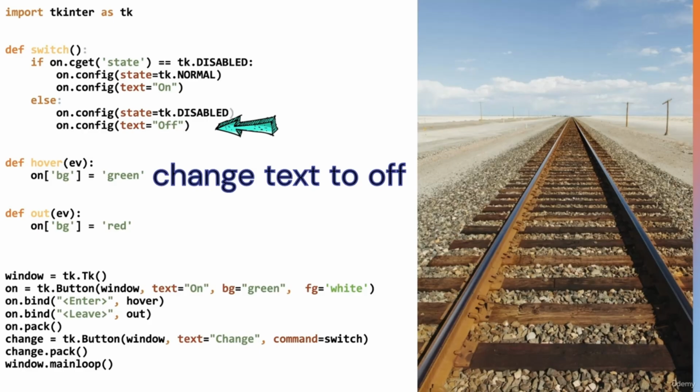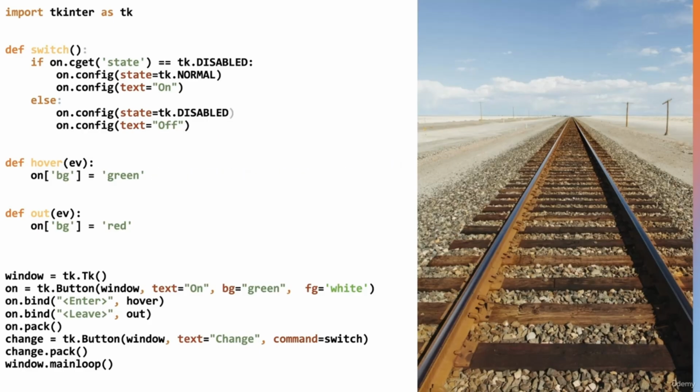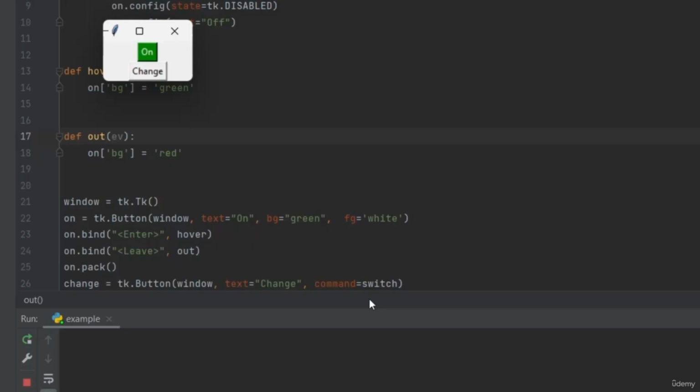So let's run our code and see our app in physical form. Let's first hover on our button, and as you can see, it changes its color as we approach it and leave it. Next, when we click on the change button, we should expect the text of our own button to change to off as well as appear unresponsive to our clicks.